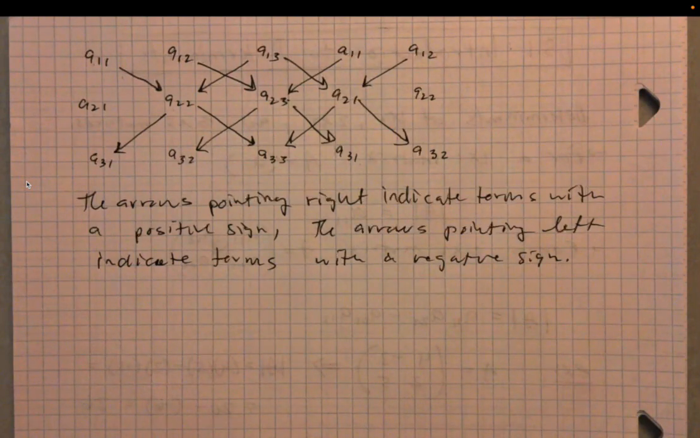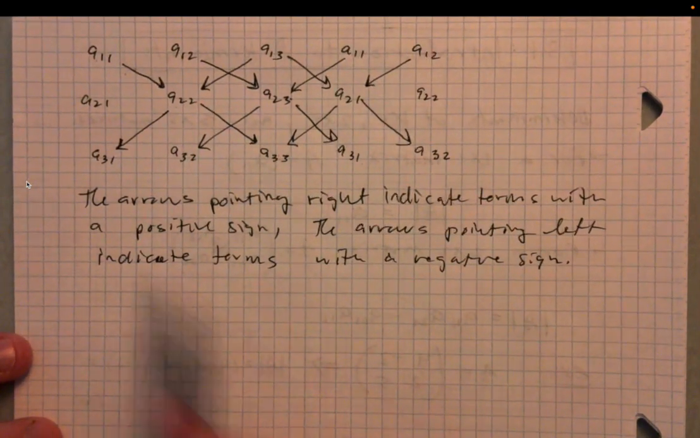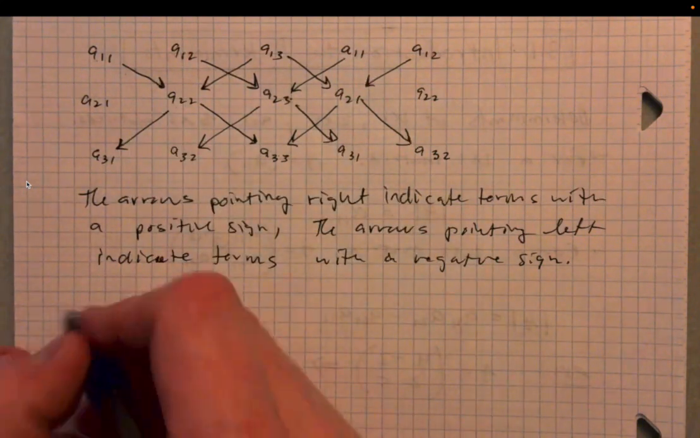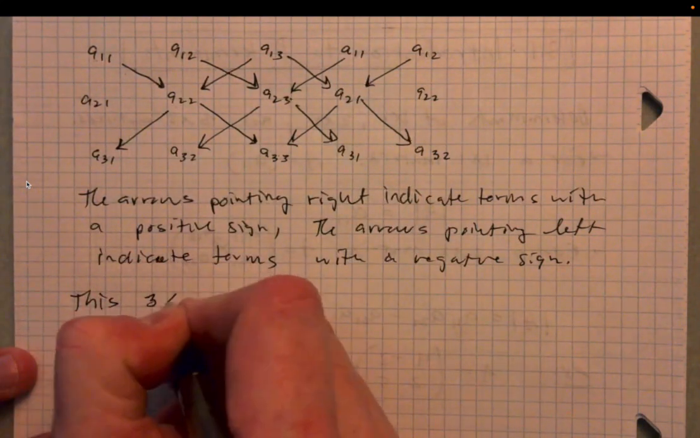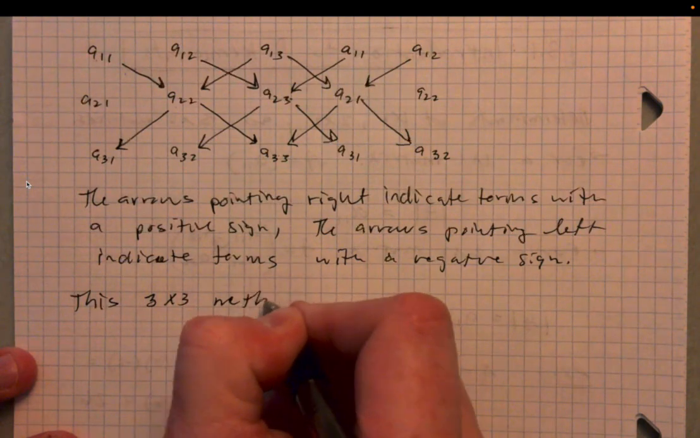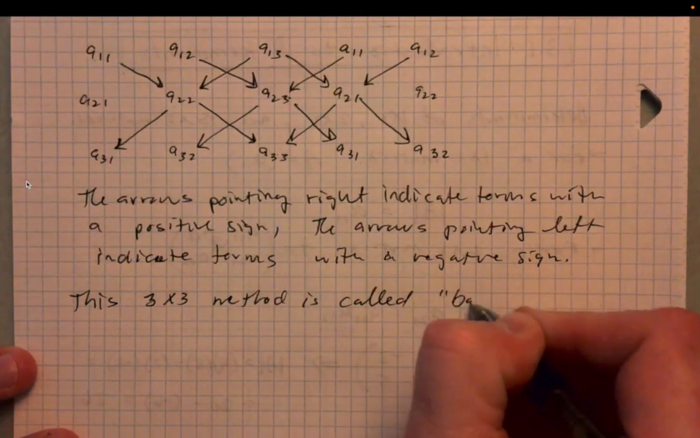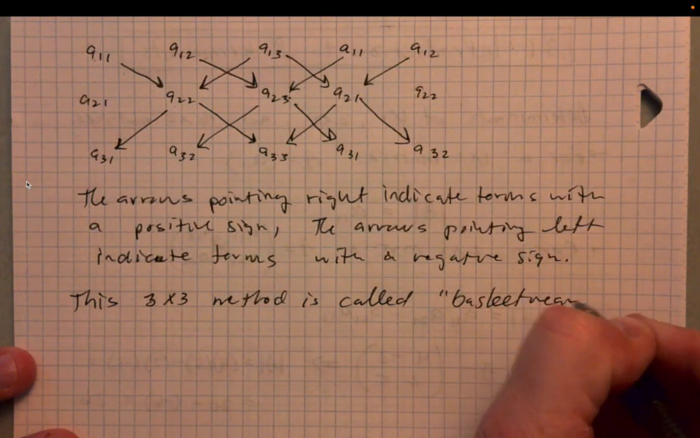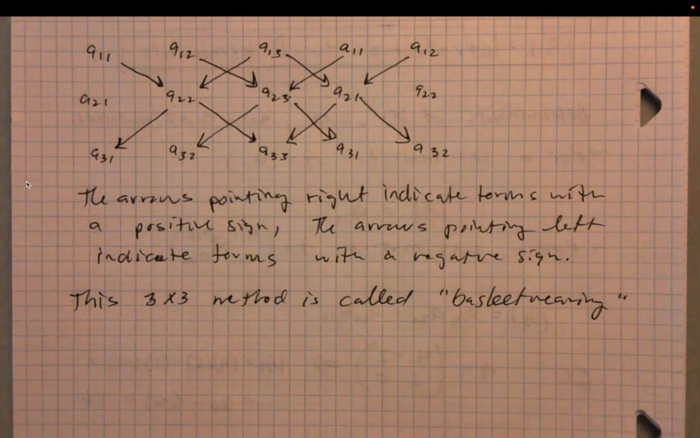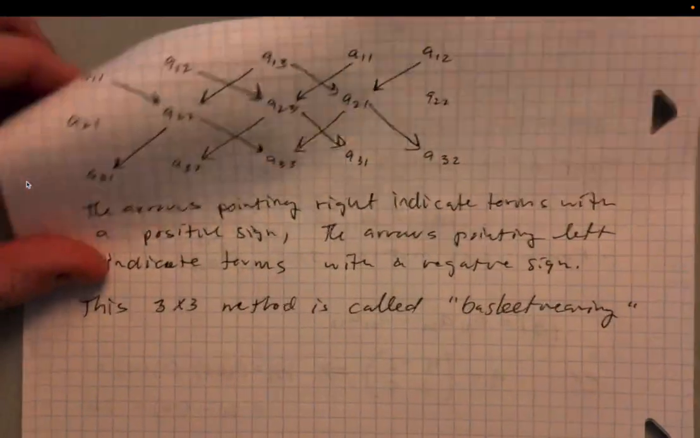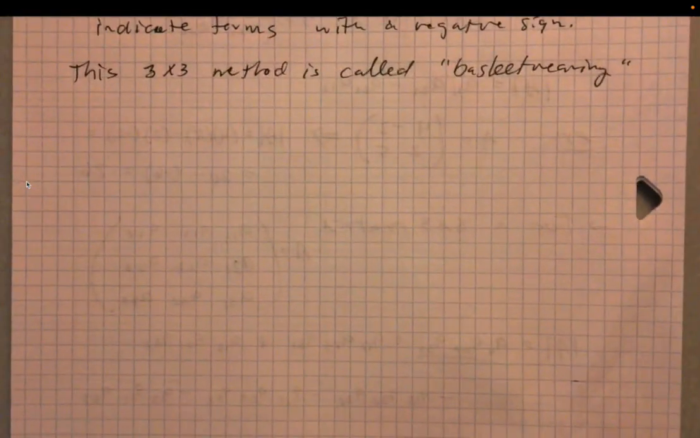Now, this technique is sometimes called basket weaving, because it kind of looks like how you weave a basket. This 3x3 method is called basket weaving. Mathematicians don't really call it that, but it's an easy way to remember it because it uses this idea of basket weaving. So let's do an example with some real numbers and see if we can calculate this.